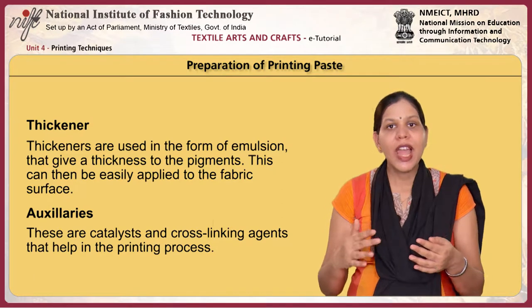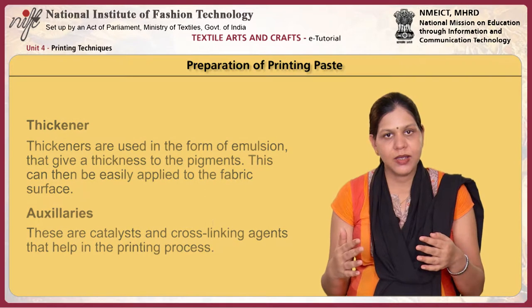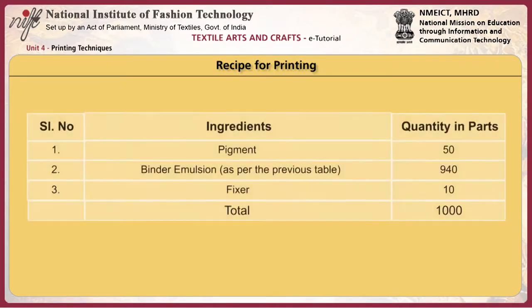There are catalysts and cross-linking agents that help in the printing process. To prepare the printing paste, a binder emulsion is first prepared and later mixed with the pigment. This paste is then used for printing. The table displayed here shows the recipe for binder emulsion. This table gives a recipe for printing.